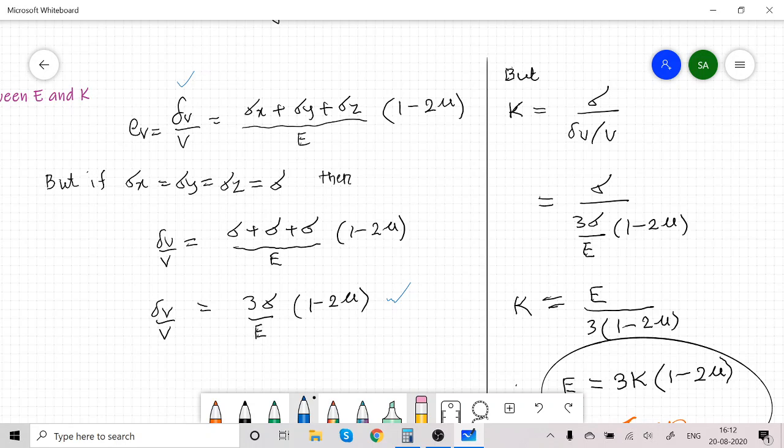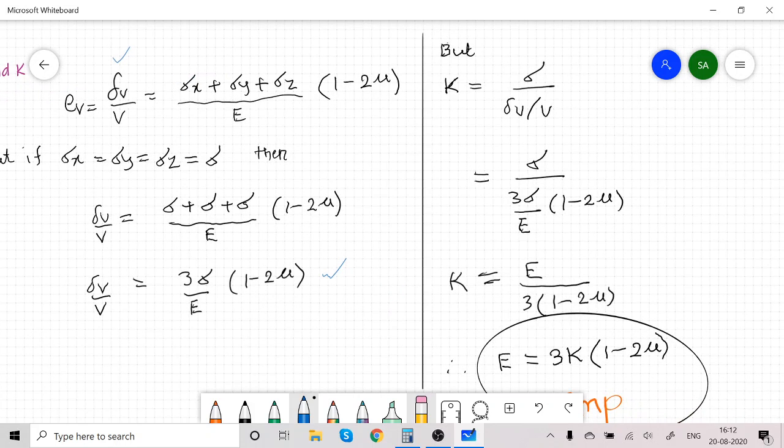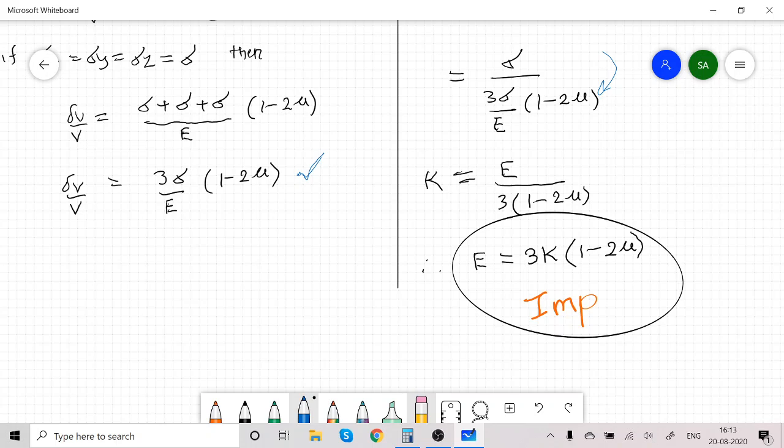Here I am considering all the stresses are of equal magnitude. But we know that bulk modulus K is sigma upon delta V by V. So I will substitute this value of delta V by V in this equation: K equals sigma upon 3 sigma upon E into bracket 1 minus 2 mu. Sigma will get cancelled, and I will get K equal to E divided by 3 into bracket 1 minus 2 mu.